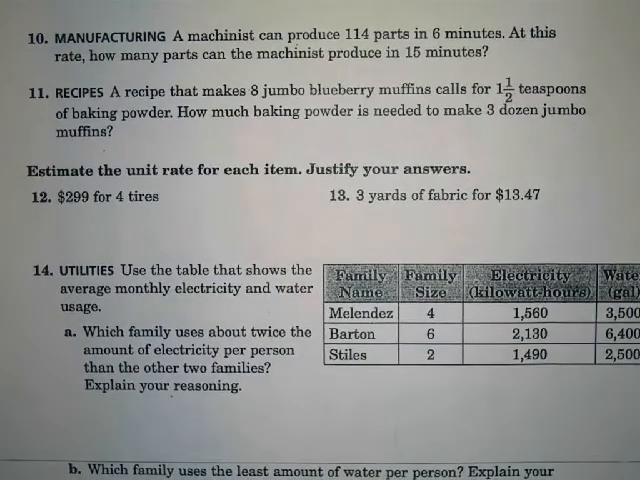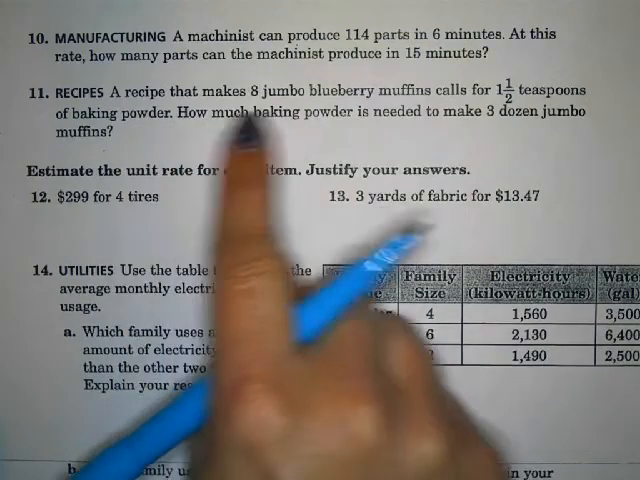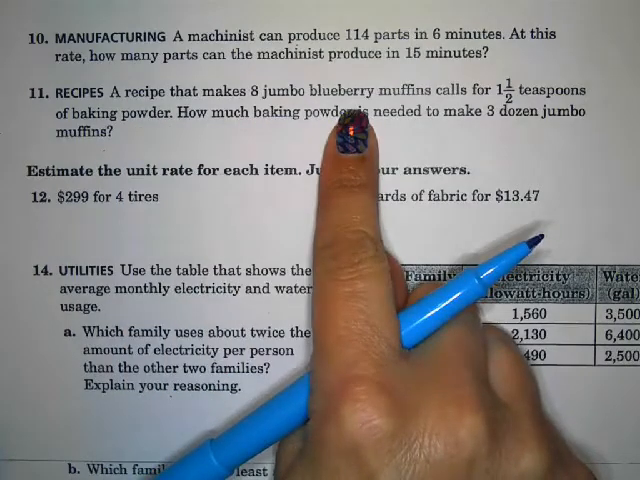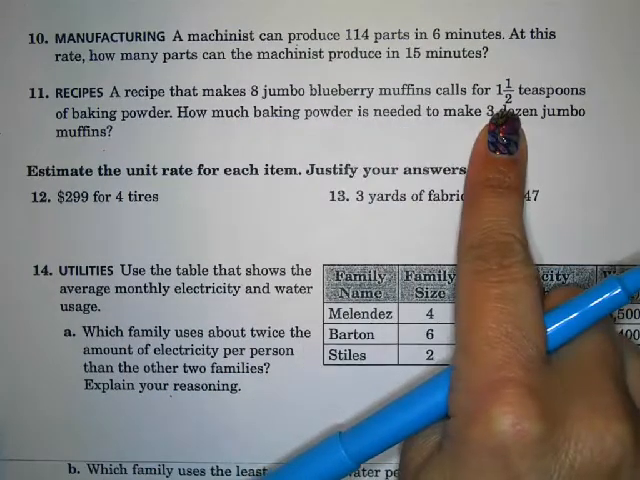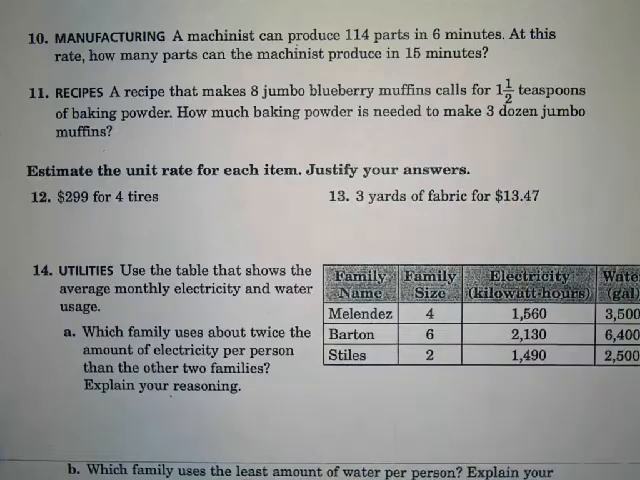The rest of the ones on the top are done the exact same way that we did with those first 2 problems. So looking at number 11, it's the harder of the 2, so I'm going to do that one with you, and then you can do number 10 on your own. It says a recipe that makes 8 jumbo blueberry muffins calls for 1.5 teaspoons of baking powder. How much baking powder is needed to make 3 dozen jumbo muffins?